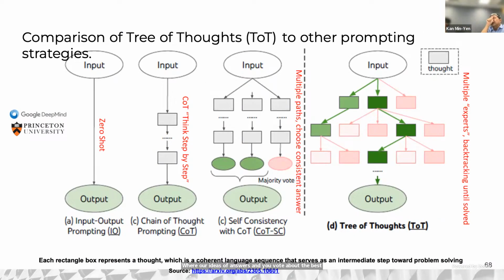Now, here is something interesting, a comparison of Tree of Thoughts against other prompt strategies. This is a project by Google DeepMind and Princeton University. On the left-hand side, we have simple I/O, which is zero-shot: you give the question, it gives you an answer. That's it. Then in COT, we have something like think step by step, so it works it out. Each box is a thought. In self-consistency, we have several streams of thoughts, and we vote. That's COT-SC.